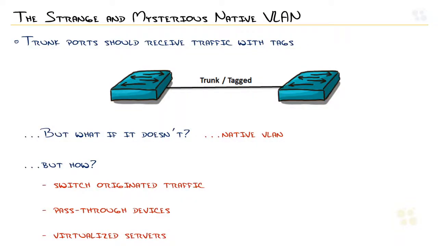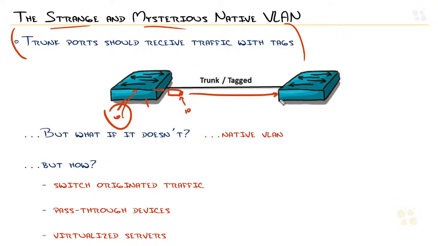So the idea of the native VLAN is really simple. Where would you use that? There's all kinds of crazy stuff where you could use it. The idea of the native VLAN is that trunk ports should receive traffic with tags, right? We know that. We've got VLAN 10 over here. As VLAN 10 comes in and goes across that trunk port, it should put a tag on the front so I know that belongs to VLAN 10. And it comes across and it says, okay, you're on VLAN 10. So trunk ports should have traffic with tags.